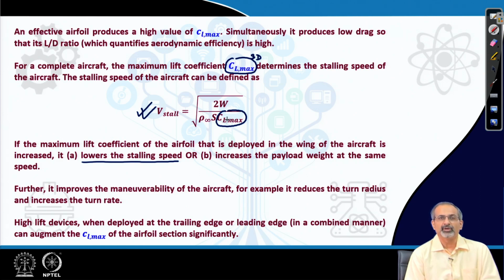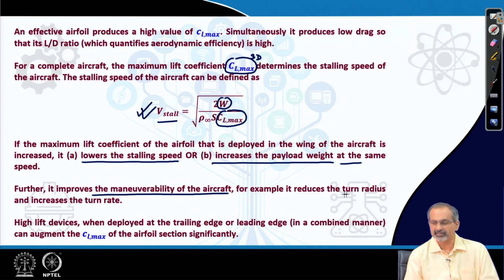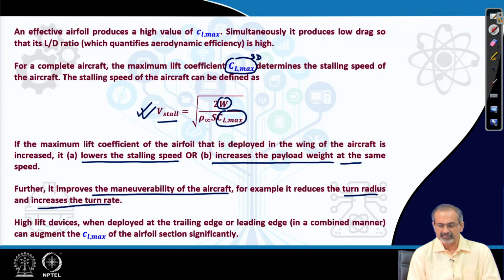That means, you can slow down the aircraft and bring it down to a lower speed before it stalls, or you can increase the payload weight at the same speed. That means, you can increase this W keeping the stall speed same. Further, it improves the maneuverability of the aircraft. For example, it can reduce the turn radius or it can increase the turn rate. So, such maneuverability advantages are also gained.